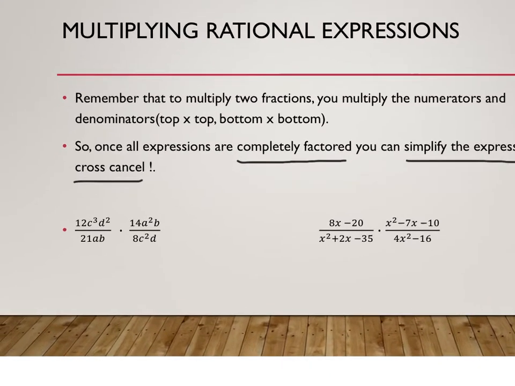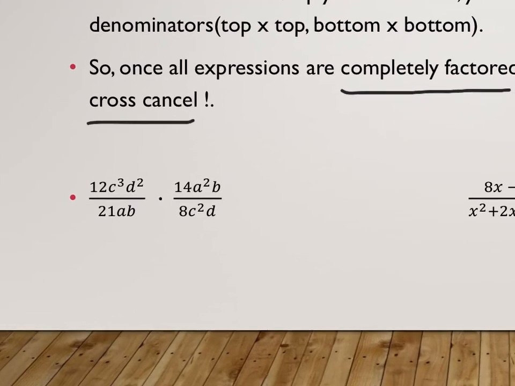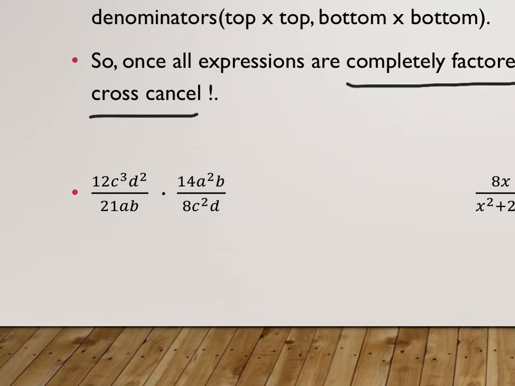For example, the 8 and the 12, I can take a 4 out of each of those. The c squared, I can cross cancel with the c cubed to just leave c. The d and the d squared, I could cancel that to just leave d. 7 goes into 14 twice. 7 goes into 21 3 times. I can cancel one of these a's, and I can cancel the b's.